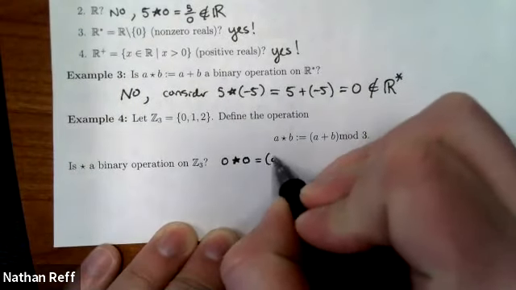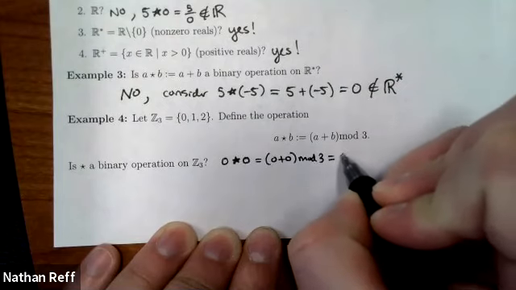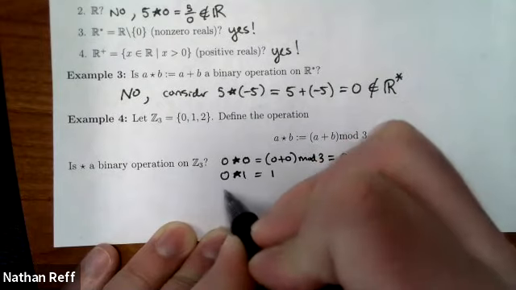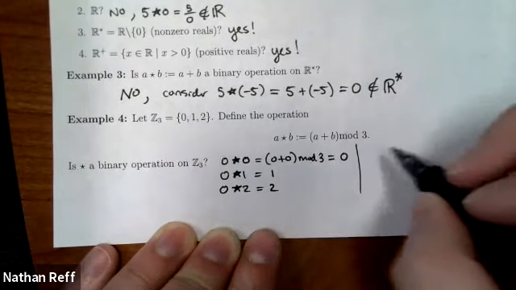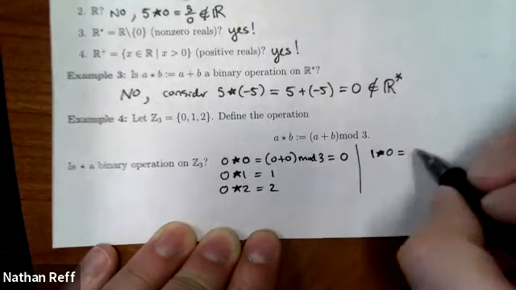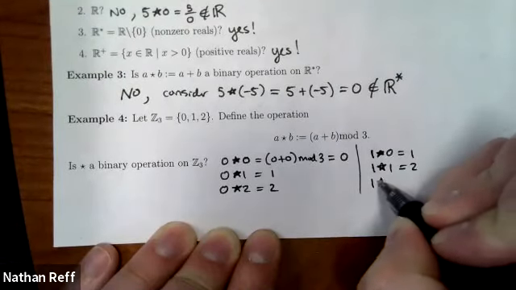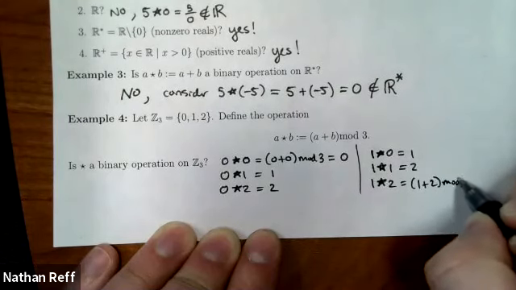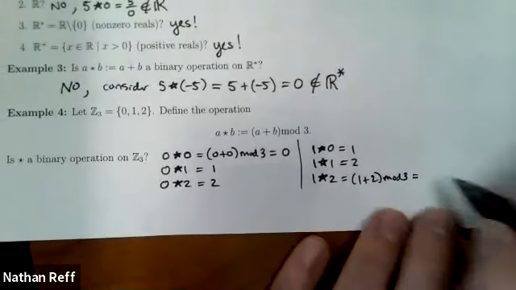So 0 plus 0 mod 3 is going to be 0, right? 0 star 1 will be 1. 0 star 2 will be 2. Okay. And then I have 1 star 0, which is 1 plus 0, so 1. 1 star 1 is 2. And then 1 star 2, 1 plus 2 mod 3 is 3 mod 3, right? And what's 3 mod 3?